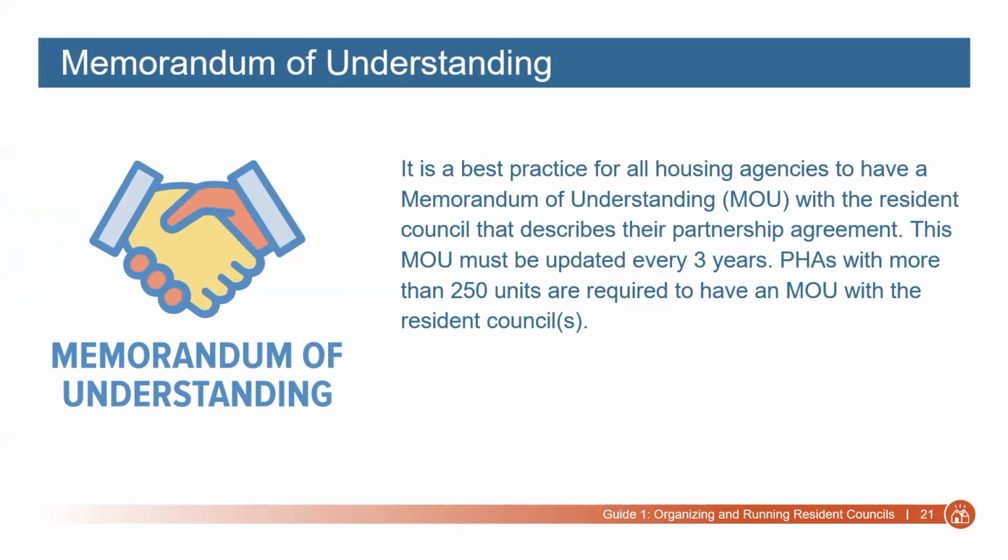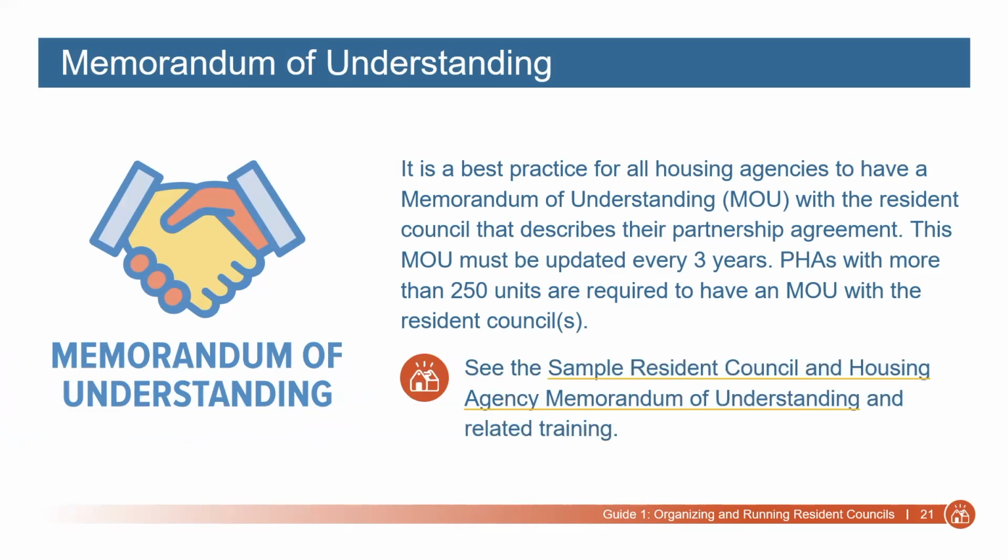One of these documents is a Memorandum of Understanding, or MOU, an agreement between the housing agency and resident council. It is a best practice for all housing agencies to have an MOU with the resident council that describes their partnership agreement. This MOU must be updated every 3 years. Public housing agencies with more than 250 units are required to have an MOU with the resident councils. For more information, see the Sample Resident Council and Housing Agency Memorandum of Understanding and related training.